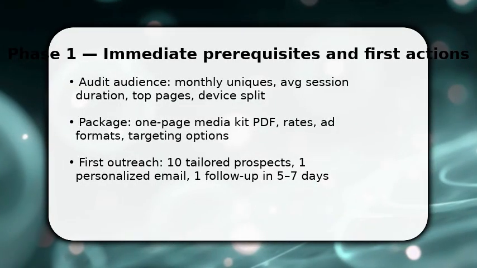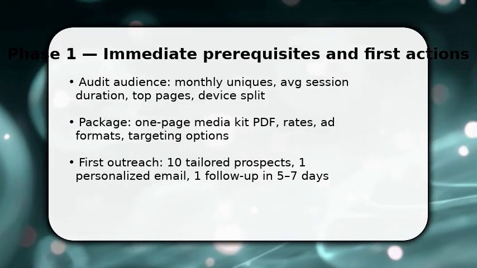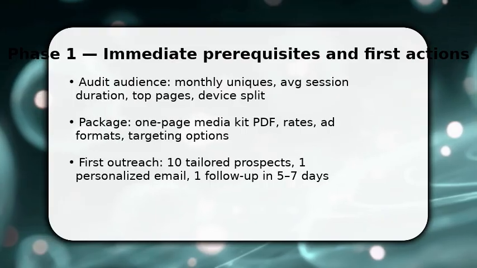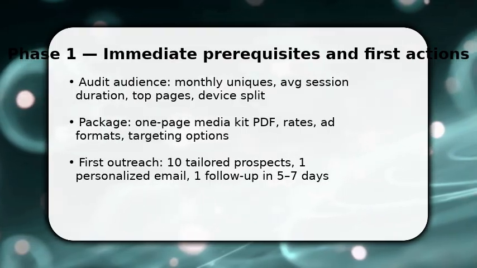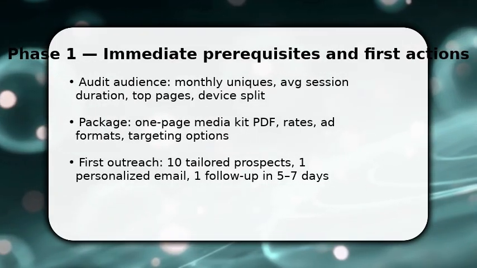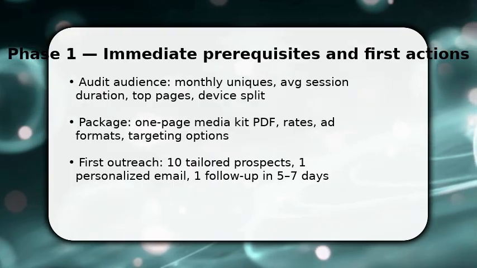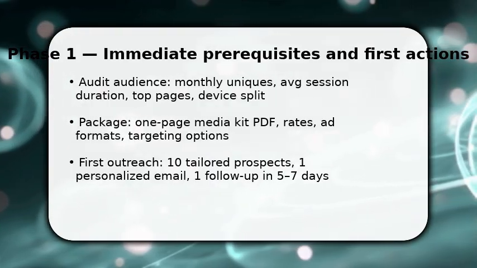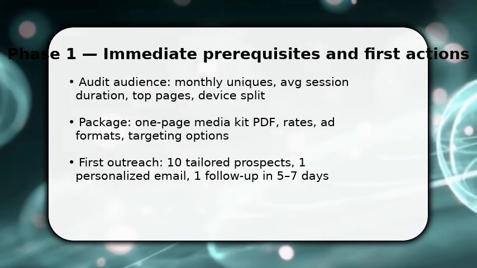You already have traffic, now convert it into ad revenue. First, audit your audience metrics: monthly uniques, session duration, top pages, and device mix, because advertisers buy context. Once that data is clear, build a one-page media kit with rates, ad units, and targeting options.